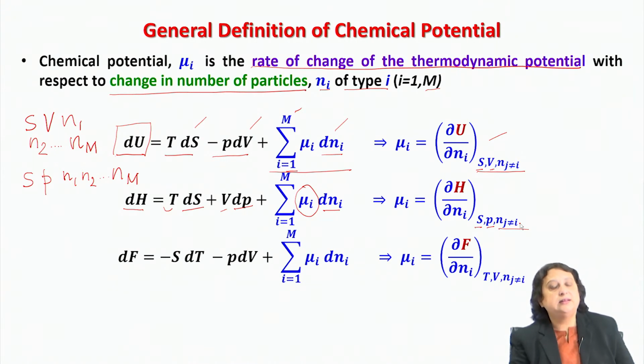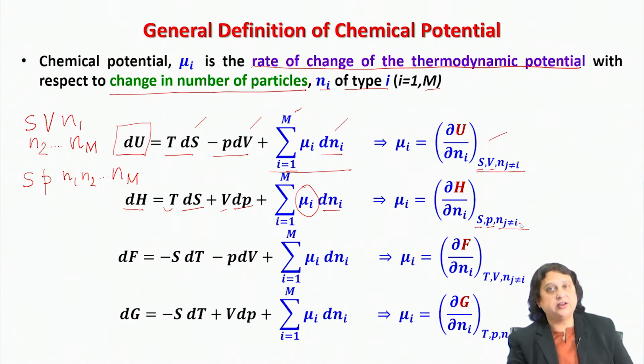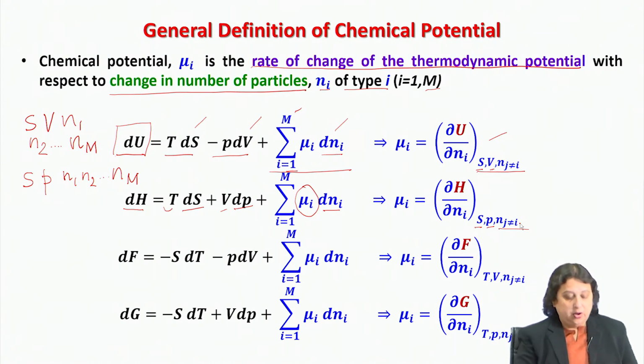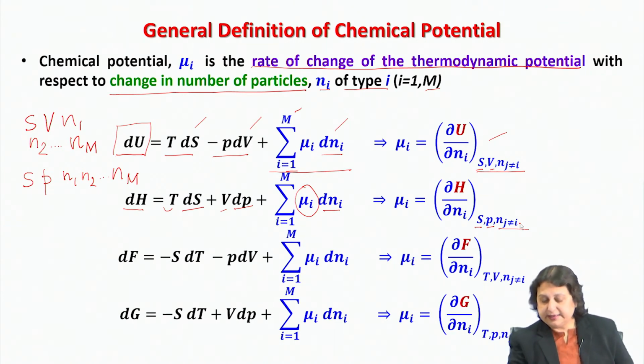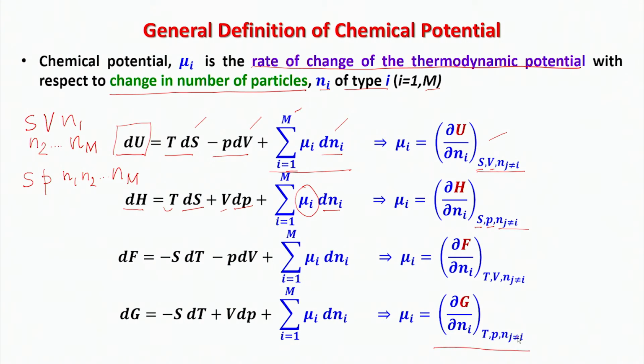Similarly, I can define mu i with respect to the rate of change of the Helmholtz free energy as well as the rate of change of Gibbs free energy. So, to remind you once again, when shall I use the definition of mu i as del G, del Ni at constant T, P, keeping temperature and pressure constant, and all other Nj's where j is not equal to i constant?